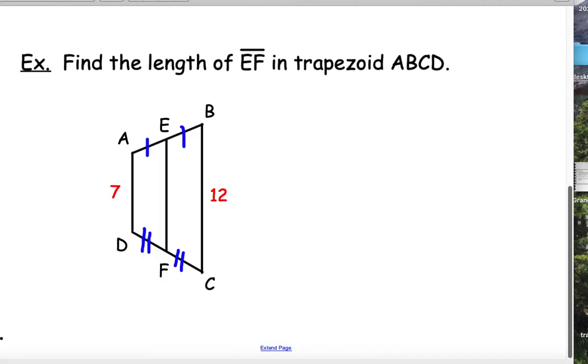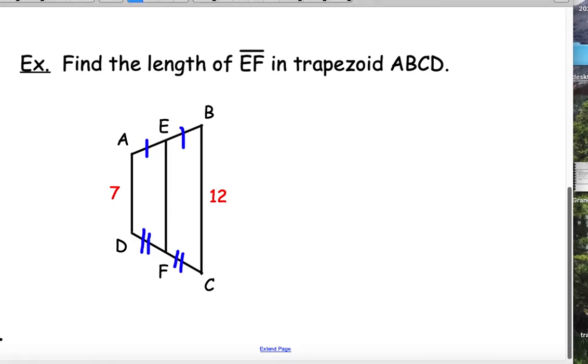Now notice I drew this one sideways just so you're not always in the habit of the parallel sides being top and bottom. Find the length of EF. So I notice from the information that they give me that E is a midpoint of AB because these two segments are congruent, and F is a midpoint of DC, these two segments are congruent. So EF is a mid-segment. Therefore, I know it's the average of the lengths of these two bases.